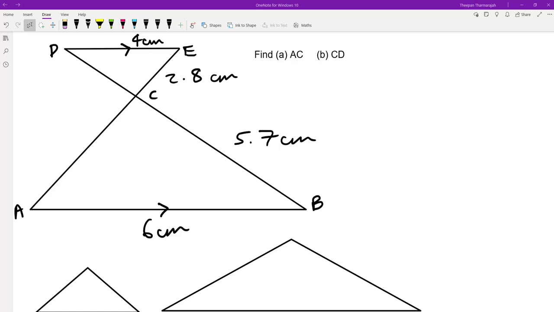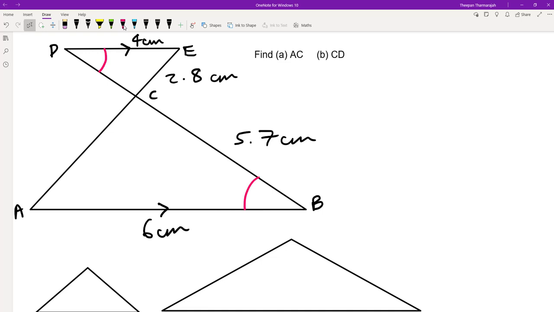In this video, we're going to look at the third type of similar triangles. So in this type of similar triangle, this time we have an alternate angle. So what we're going to say is DE is parallel to the line AB. So the angle EDB, this angle, is alternate to angle DBA.